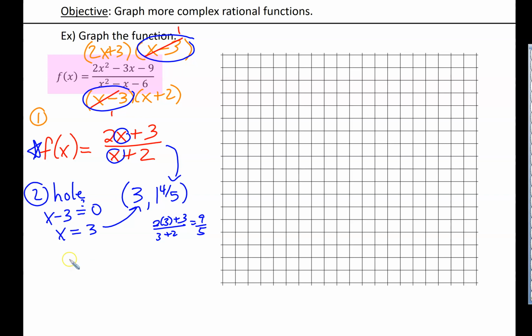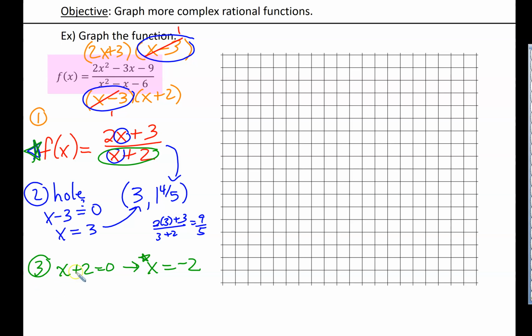Now I need to look at asymptotes. So my vertical asymptotes, remember I'm using, again, my reduced function here. And my denominator, x plus 2, I'm going to have a vertical asymptote where that denominator is equal to 0. That is also equivalent to where x plus 2 equals 0. And if I subtract 2, it gives me x equals negative 2. This is the equation of our vertical asymptote, x equals negative 2.